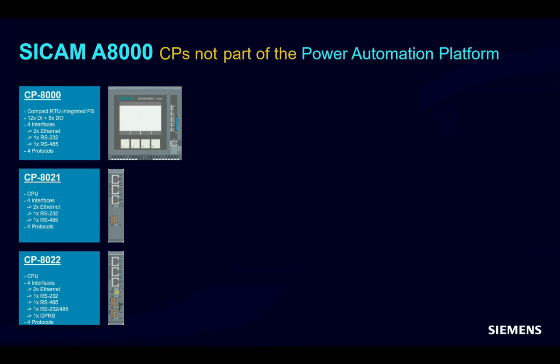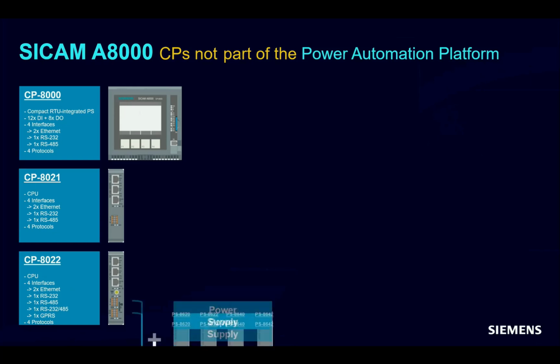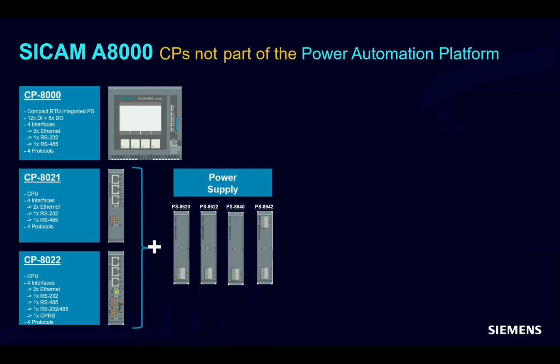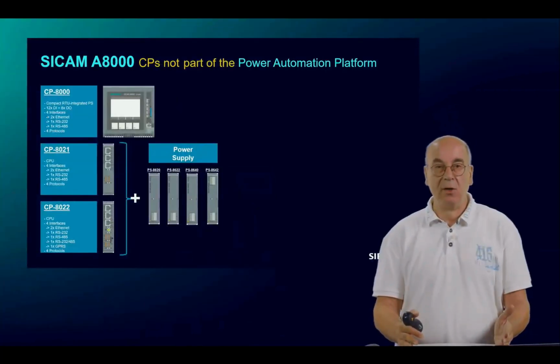Up to 4 communication protocols can be loaded, and it is possible to connect up to 8 input-output modules. As the CP8000 already has 2 internal input-output modules equipped, there are only up to 6 additional external I/O modules which can be connected. The CP8000 as a compact RTU has the power supply already internally equipped and no redundant power supply can be connected.